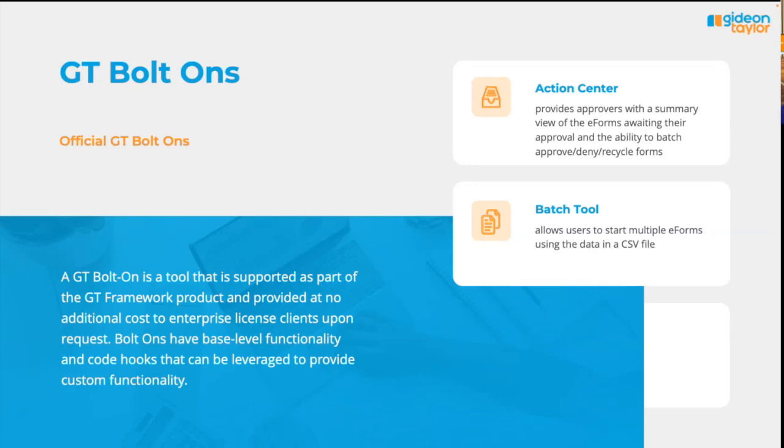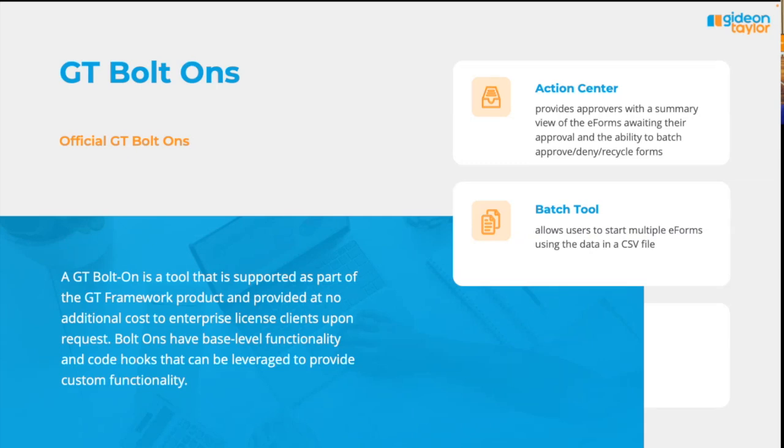And it gives them a summary list of all the eForms that are awaiting their approval and the ability then to batch approve, deny, recycle, and add comments. They're able to do all of that in a batch or in mass, in a group setting, as opposed to having to go into each form individually. So that's the Action Center. We'll look at that in a little more detail in just a second.